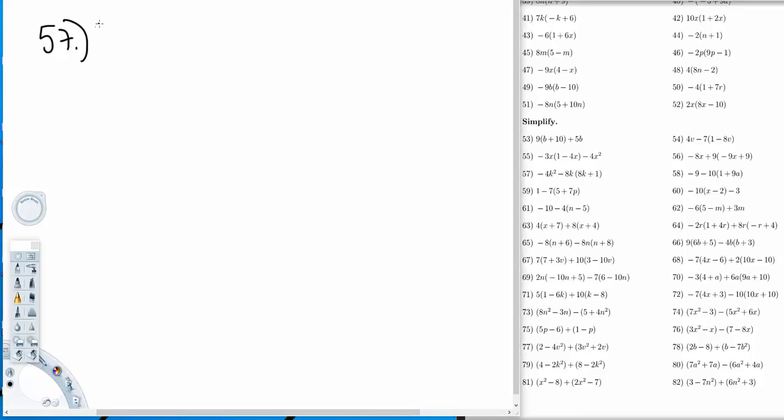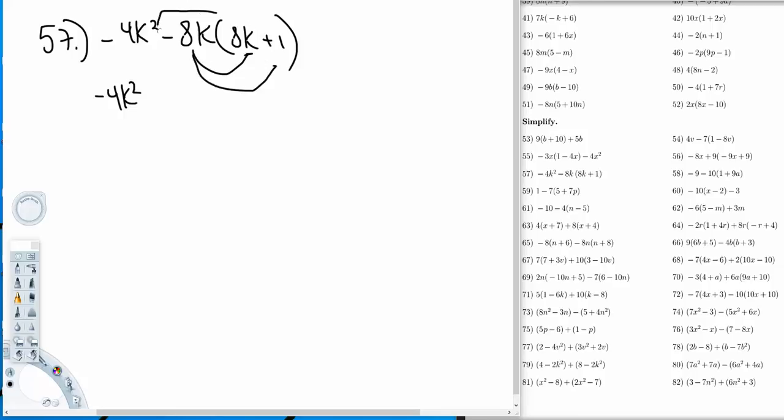So problem 57, minus 4k squared minus 8k multiplied by 8k plus 1. Okie dokie. So minus 4k squared, we leave that one there. Then what they're asking us to do, since we can't do the parentheses, since there's a variable here, we have to multiply like this, once like this, and once like this. So we're going to be multiplying this times this, and then times this.